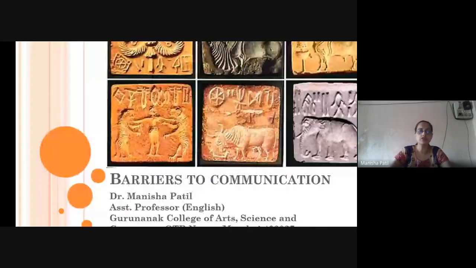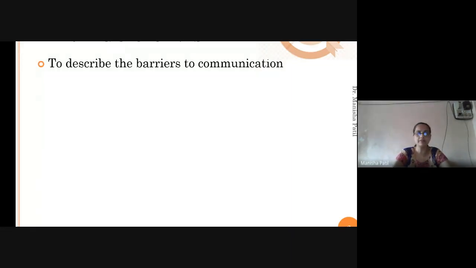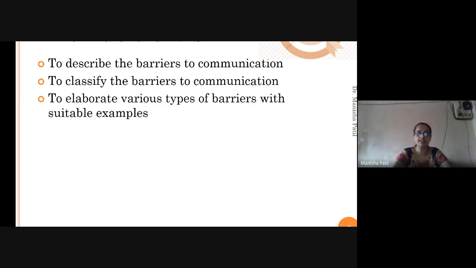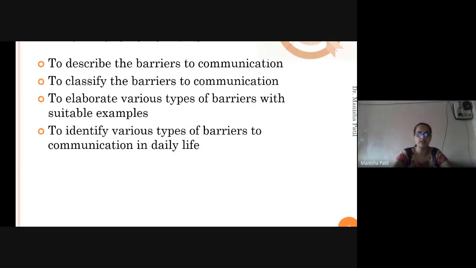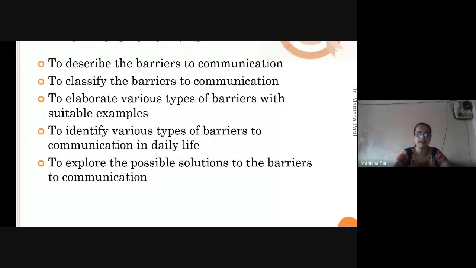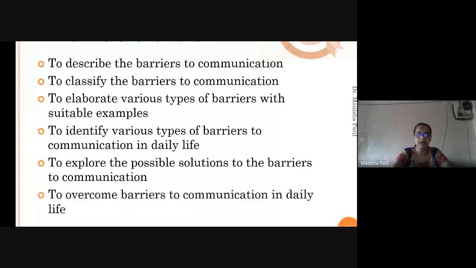Barriers to communication. Okay, so today we are going to start with the next topic, that is barriers to communication. Here we are going to see how to describe the barriers to communication, to classify the barriers to communication, to elaborate various types of barriers with suitable examples, to identify various types of barriers to communication in daily life, to explore the possible solutions to the barriers to communication, and finally, to overcome barriers to communication in daily life.